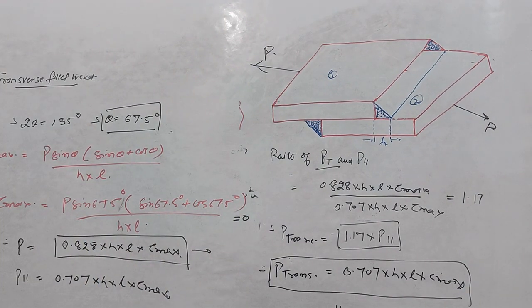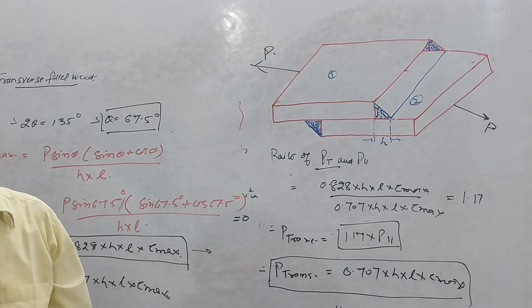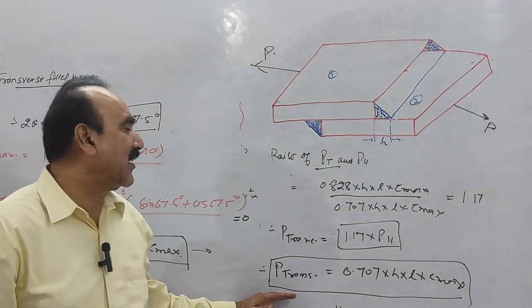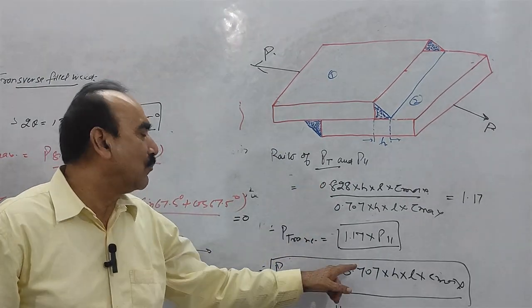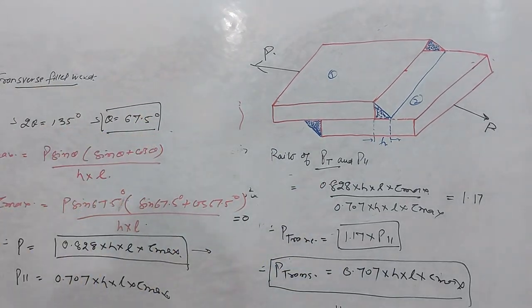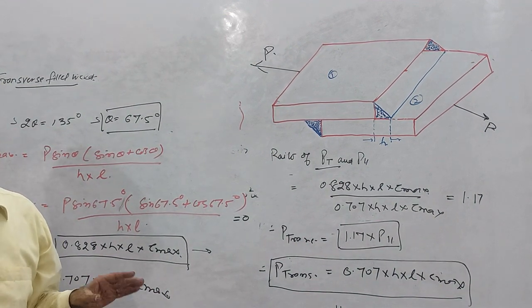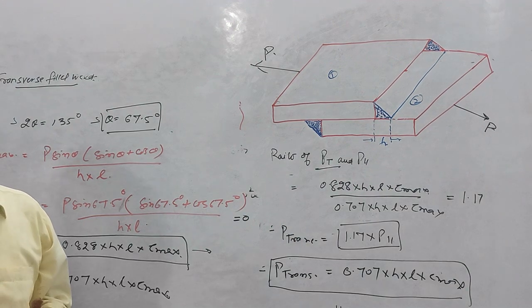This is 0.828. This is not the actual value because we have taken lot of assumptions. So we will consider that the value of P transverse is taken equal to the value of the P fillet weld, that is 0.707 into h into L into tau max. So the value is same, but the procedure is entirely different. Calculation is entirely different, right? The design equation that we have derived is entirely different.